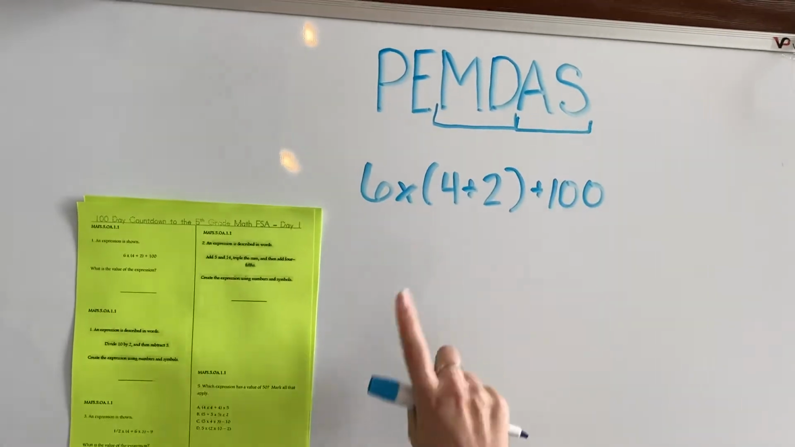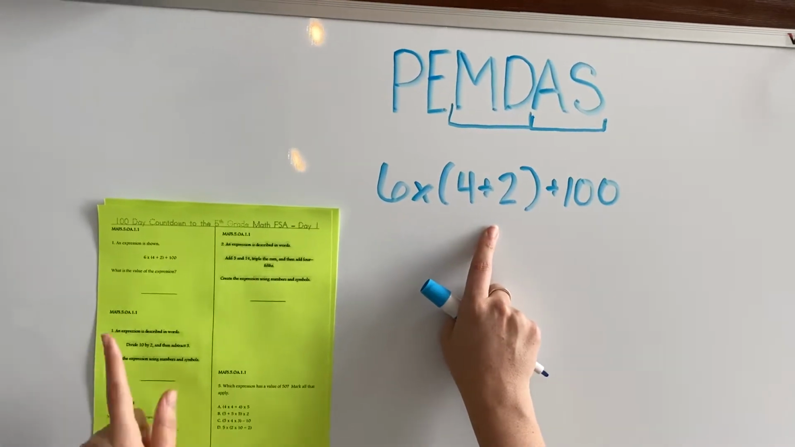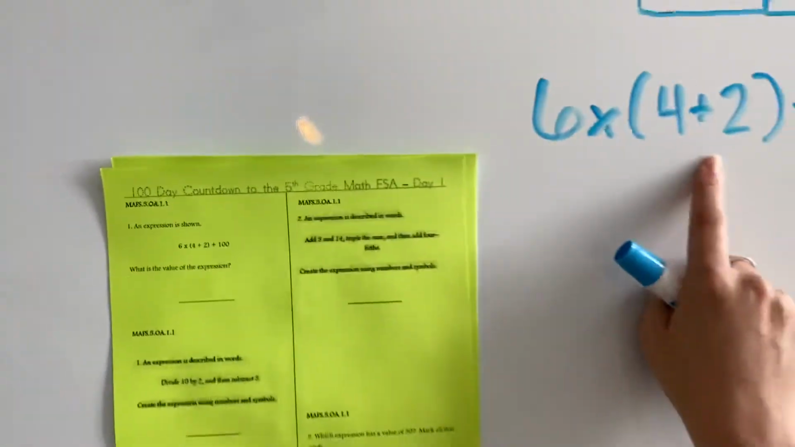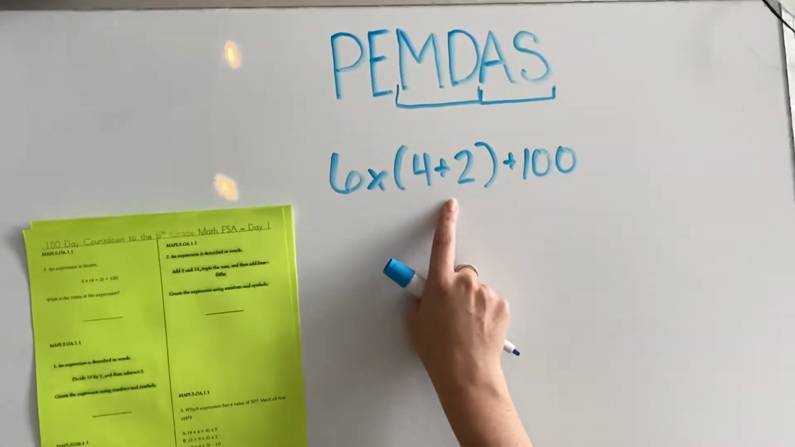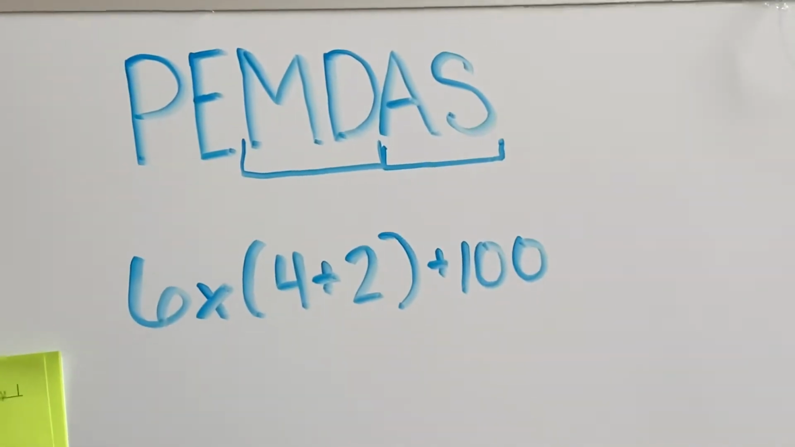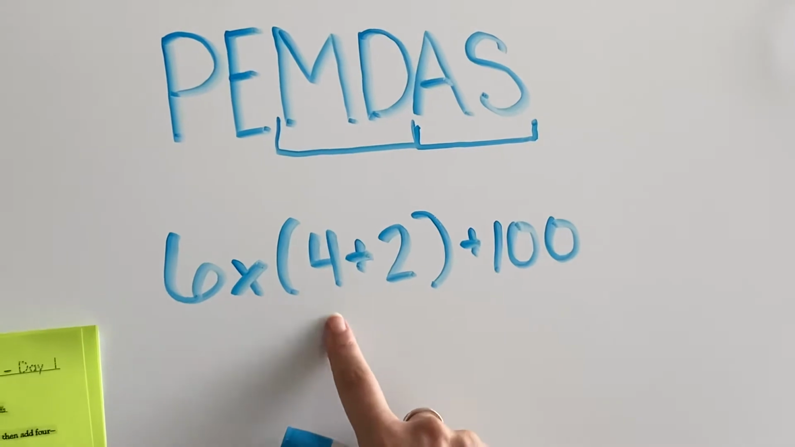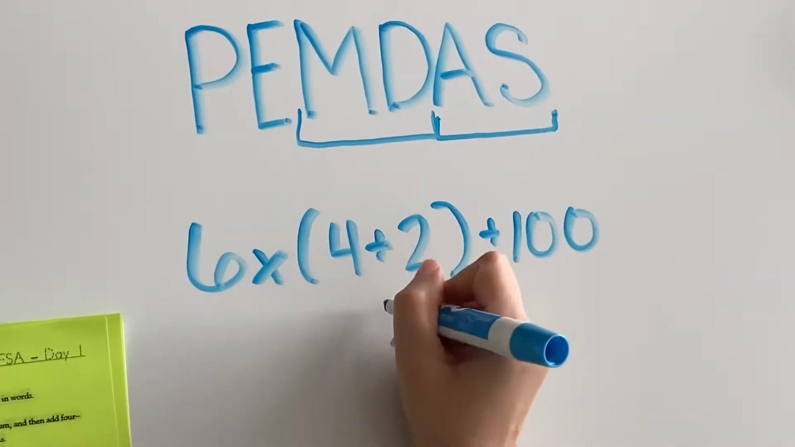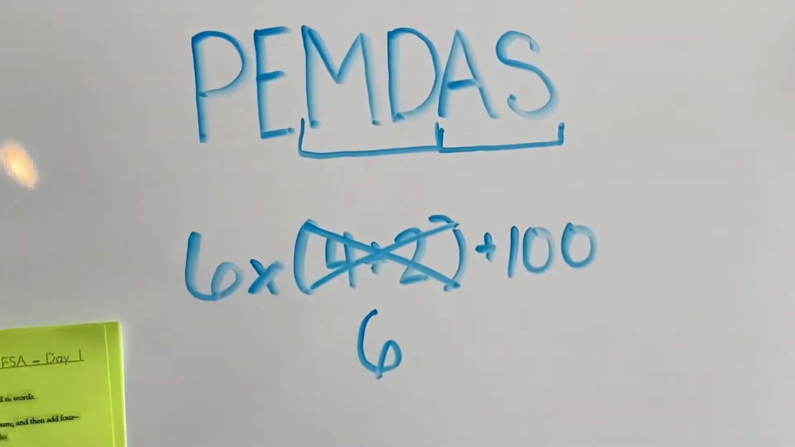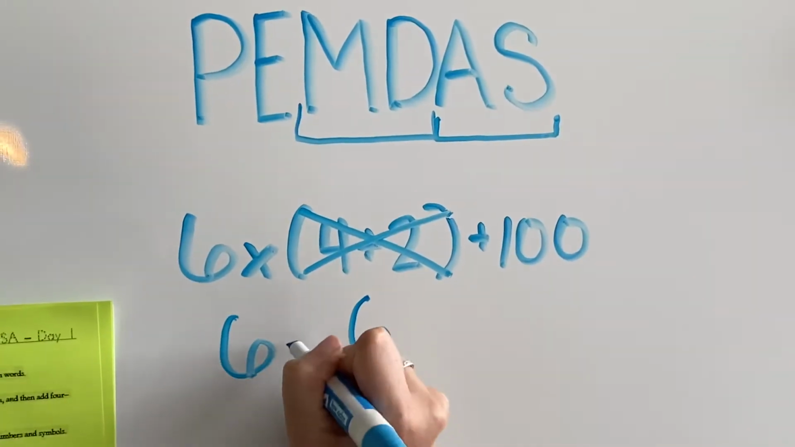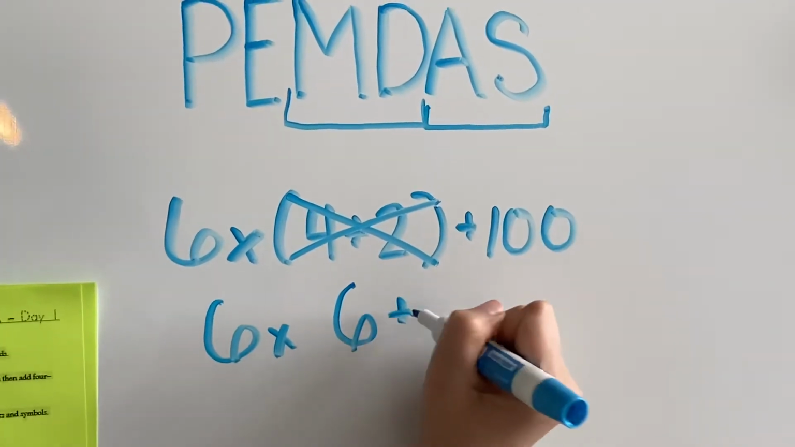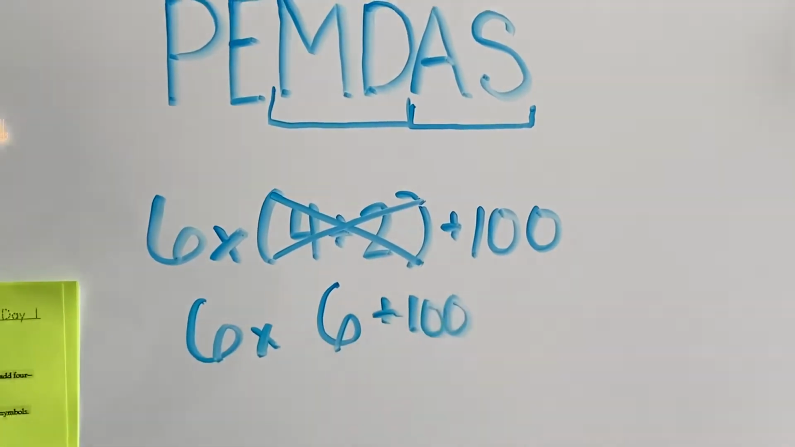So let's get started. I have my problem here. I'm on number 1 of the worksheet. Okay, so first I start with P. Do I see any parentheses? I do. So I'm going to do what's inside the parentheses first. 4 plus 2 I know is 6, so I'm going to rewrite that down below. Cross out 4 plus 2 and bring everything else down. I haven't done anything with the 6 times, and I haven't done anything with the plus 100.